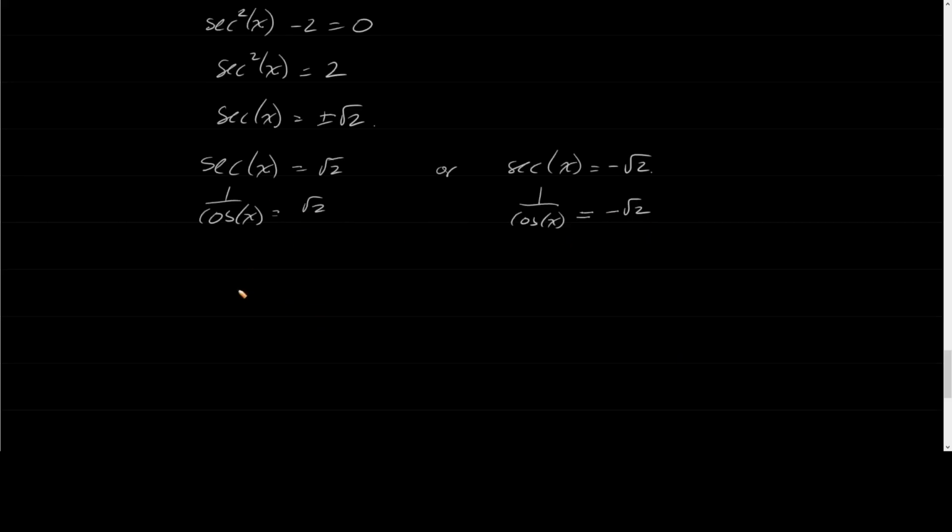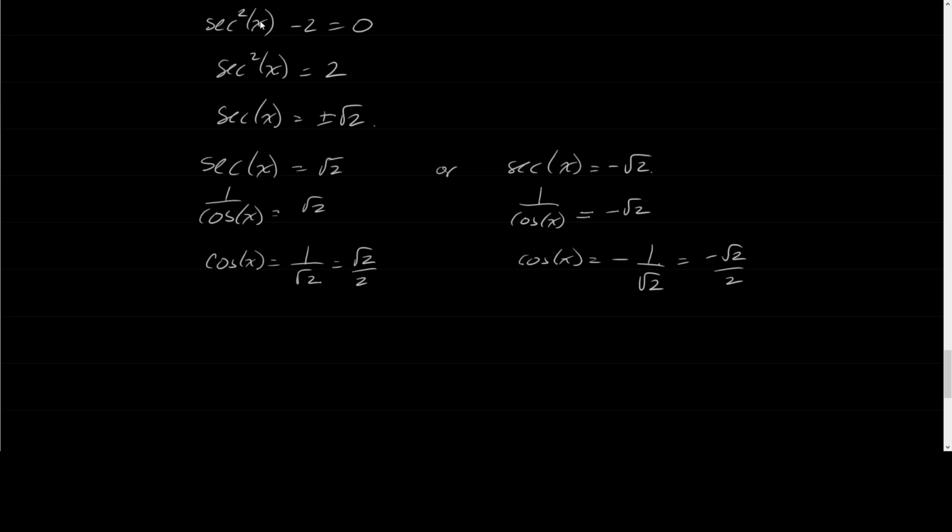Taking the reciprocal of both sides, on this side, I end up with just simply cosine of x is equal to 1 over radical 2. And on this one, I end up with cosine of x is equal to negative 1 over radical 2. Now, 1 over radical 2 is just simply radical 2 over 2. So here we just have the negative of radical 2 over 2.